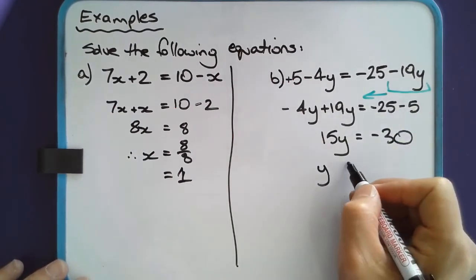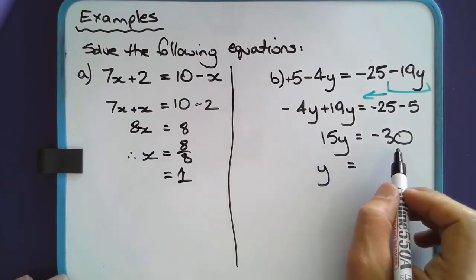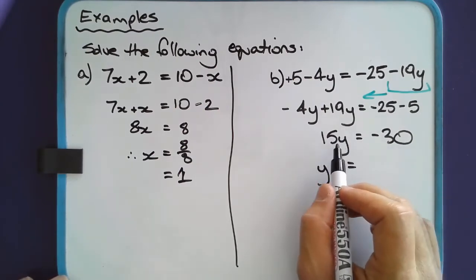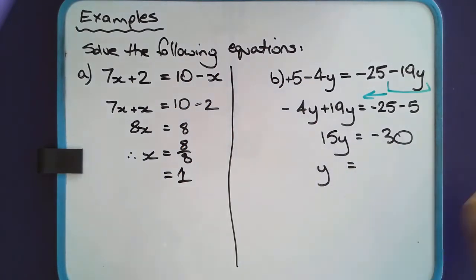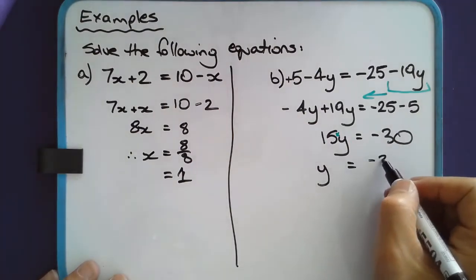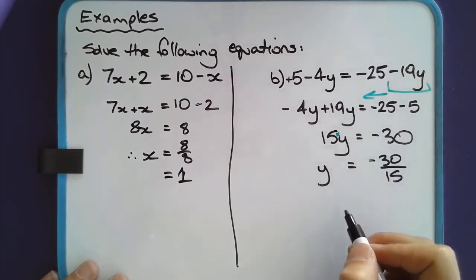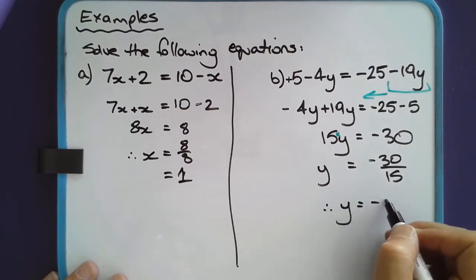Now, we move the 15 over, it becomes a division because 15y means 15 multiplied by y. So always remember with algebra, there's like an invisible multiplication symbol there. And so that's going to be negative 30 over 15. Therefore, y is equal to negative 2.